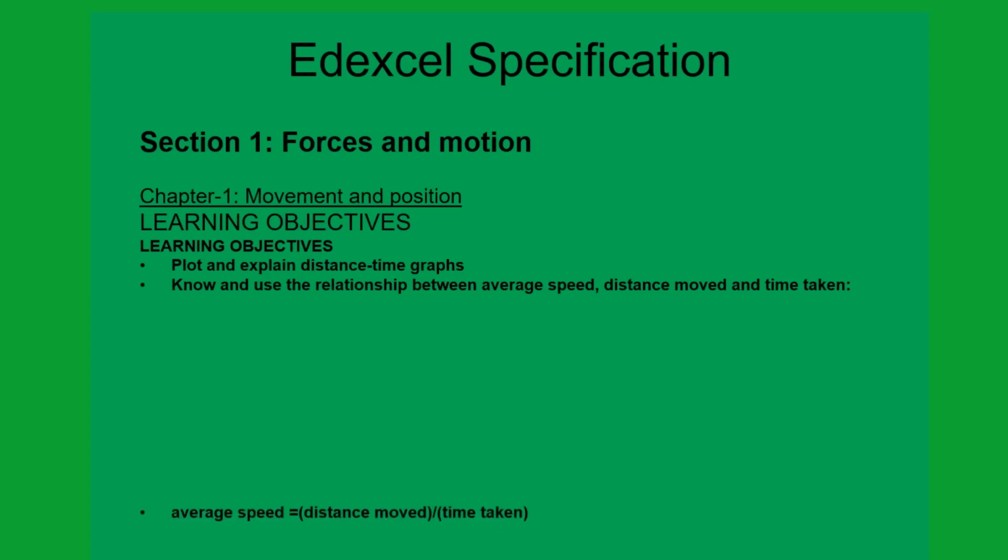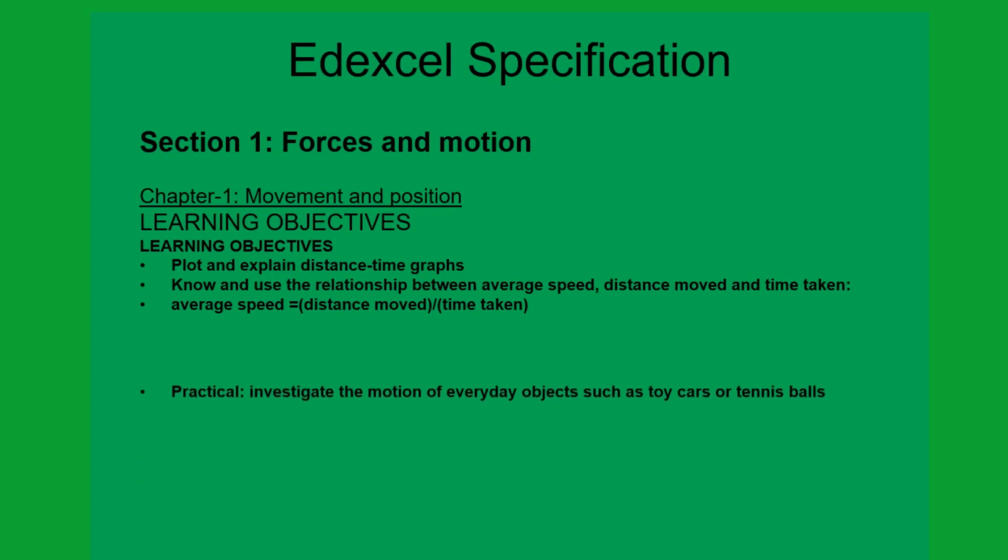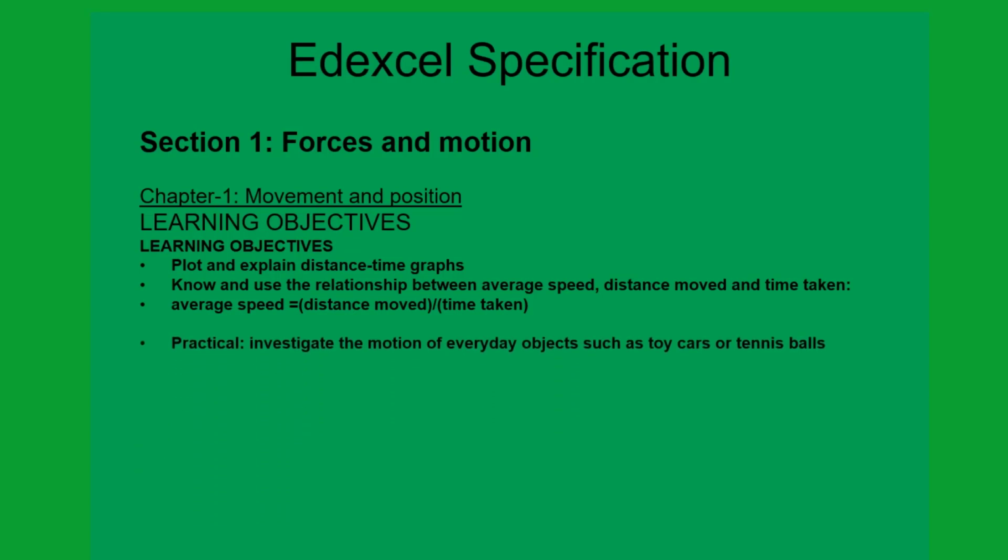After finishing the chapter, you can plot and explain distance time graphs. Know and use the relationship between average speed, distance moved and time taken. So, average speed equal to distance moved divided by time taken. Practical for the chapter: investigate the motion of everyday objects such as toy cars and tennis balls.